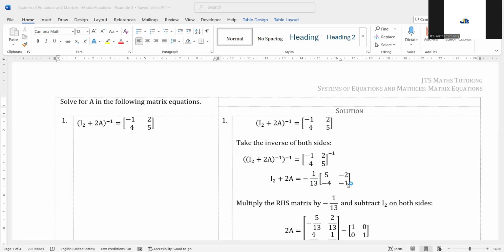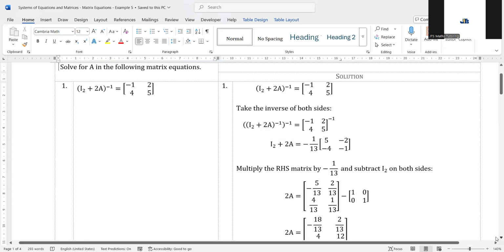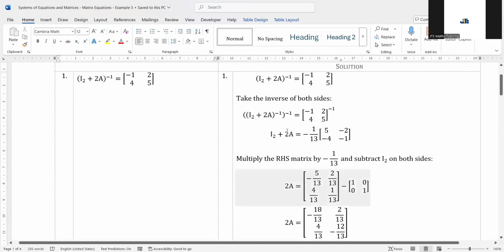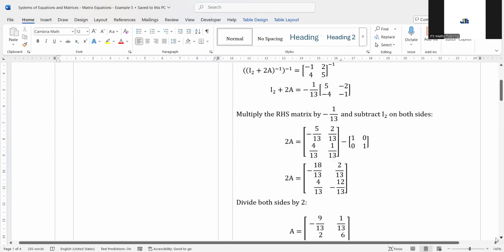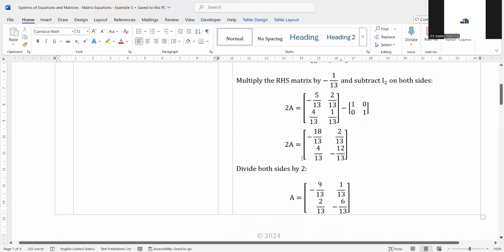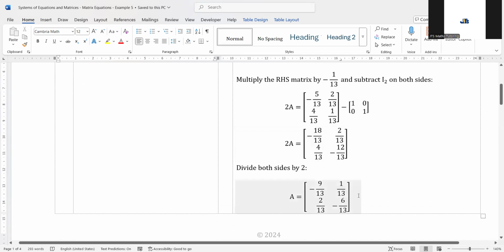The next thing we have to do is distribute this -1 over 13 and subtract the identity matrix on both sides. The I with the subscript 2 simply tells us that this is a 2 by 2 identity matrix. We have done exactly that, and we are left with a 2A here. But remember, we are actually solving for A. So the next thing we do is divide both sides by 2. Boom, there we are. We've solved for A in that matrix equation.